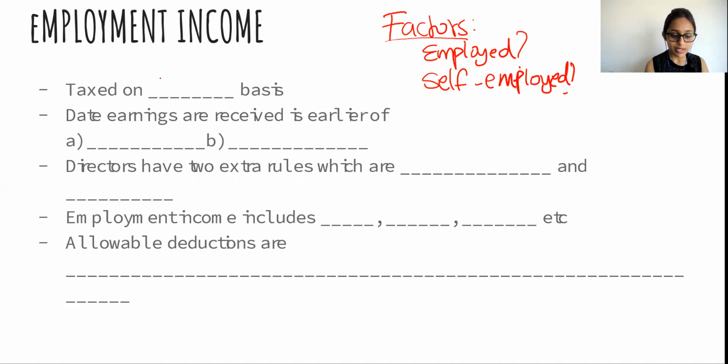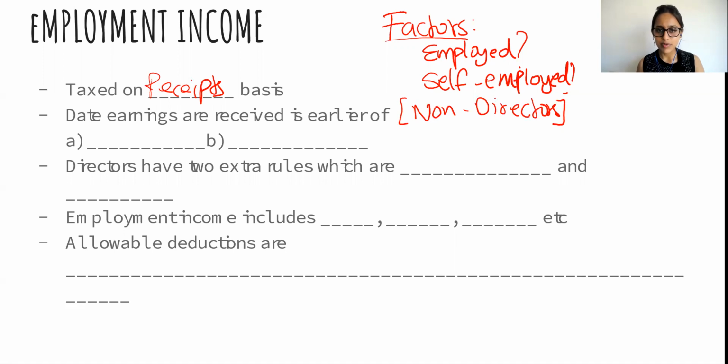Then, employment income is taxed on receipts basis. Now for non-directors, what is the rule? How do we get to know the date? That is receipts basis. We need to know the date on which the amount is actually received, because when we get the date, we'll get to know in which tax year we show it. Is it 2019-20 or 2020-21 or whatever it is? So the earnings received date is important.